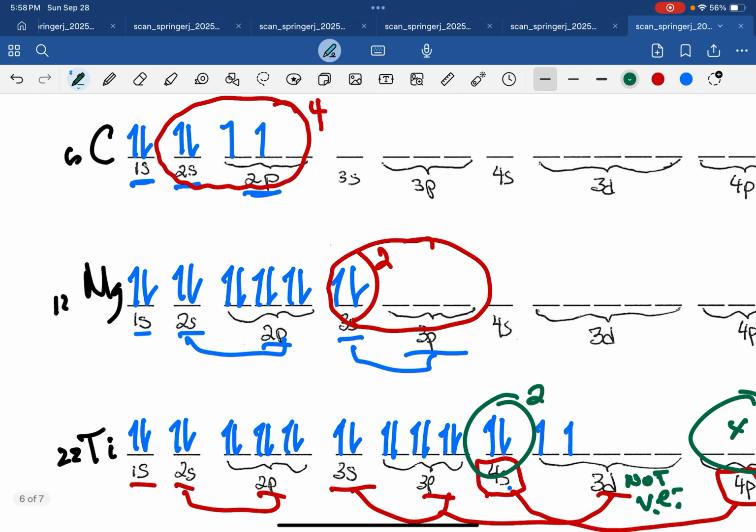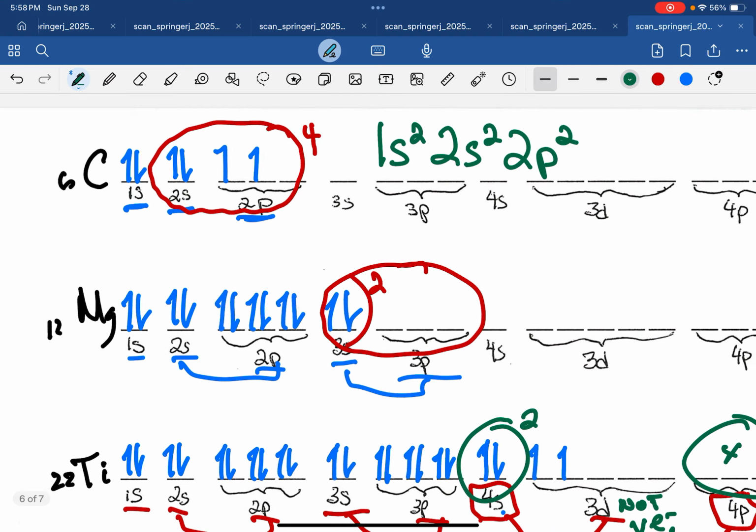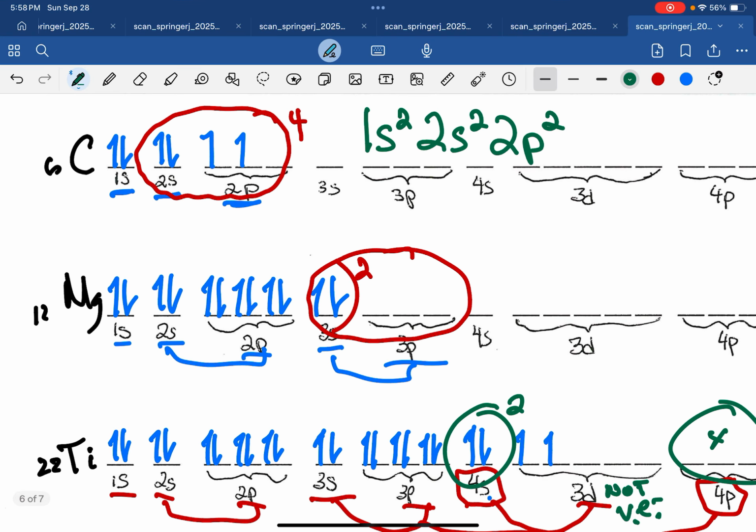But anyway, we go 1s2, 2s2, 2p2. And there is your electron configuration. That's the actual electron configuration. I call the earlier one the arrow diagram, and this is the electron configuration. You could, from here, easily identify your valence electrons. It's those 4.